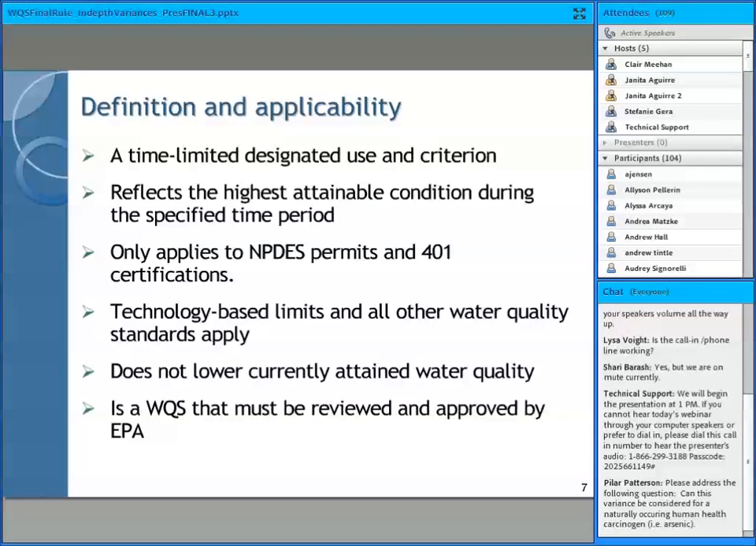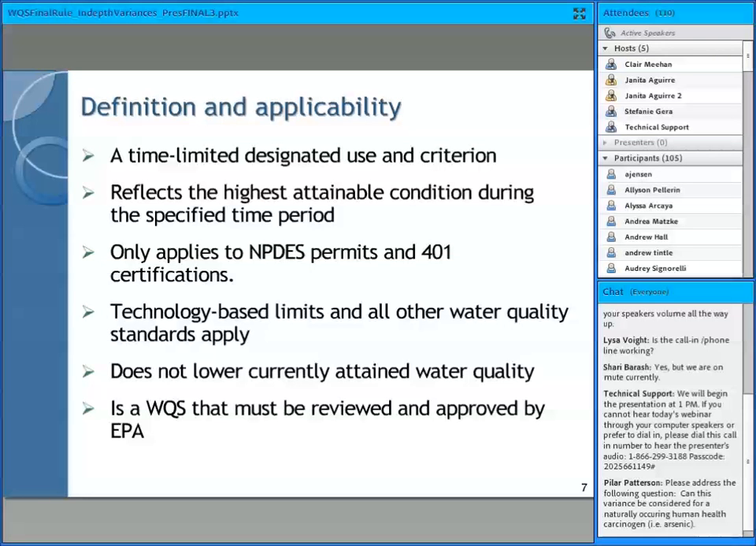EPA chose not to include the same prohibition on removal of an existing use as found in 131.10(h)(1) regarding designated uses, so that a variance could be used as a tool to restore existing uses that have been degraded. There is one single exception to the prohibition of lowering currently attained water quality. That exception is when the variance is used for the purpose of facilitating lake, wetland, or stream restoration through dam removal or other significant reconfiguration activities.